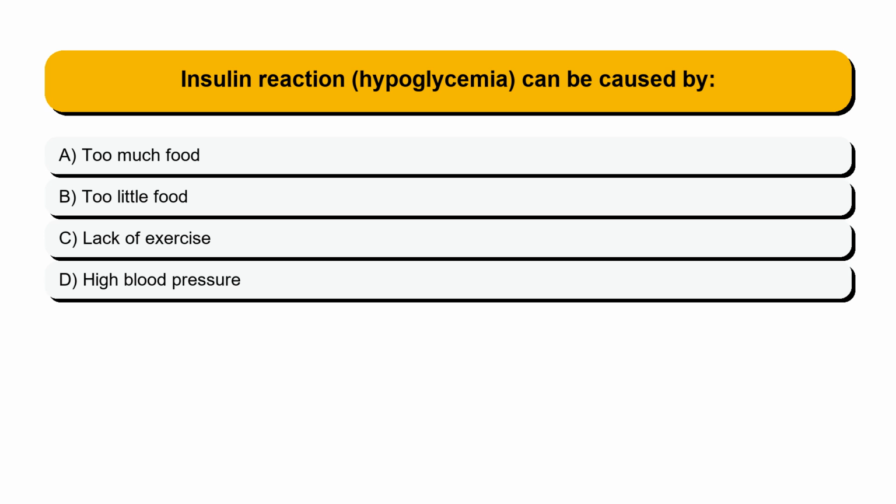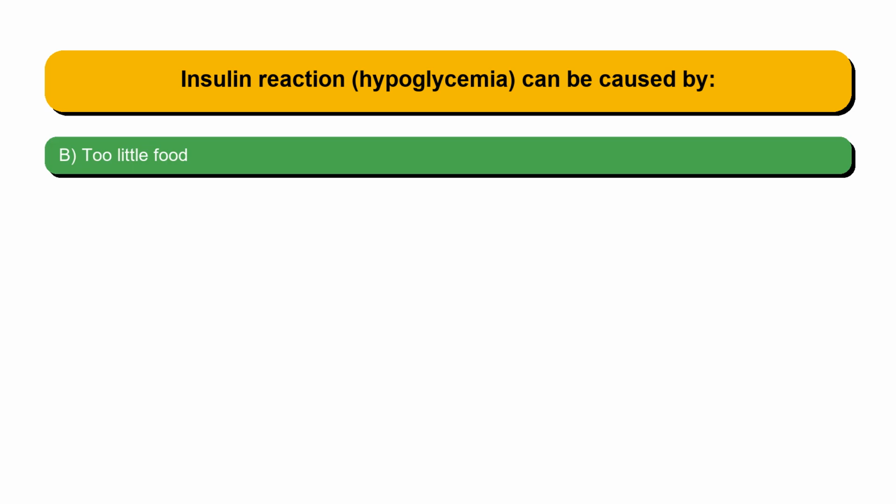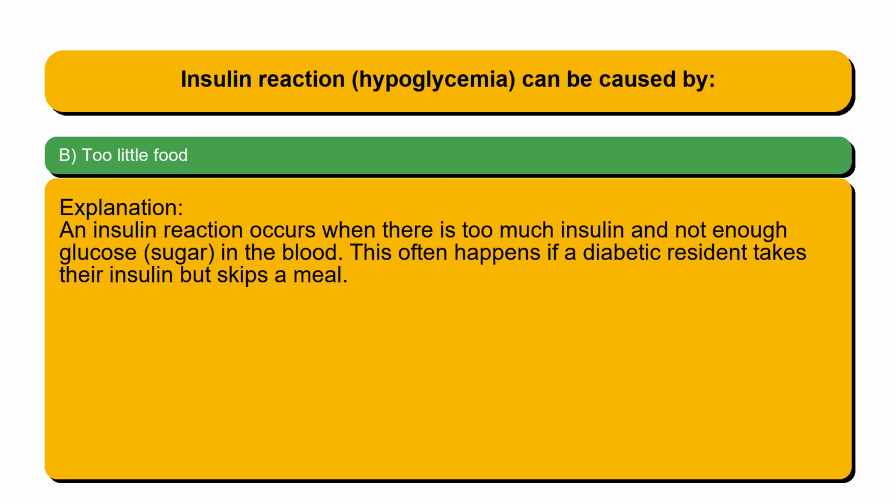Question 95. Insulin reaction, hypoglycemia, can be caused by option A, too much food. Option B, too little food. Option C, lack of exercise. Option D, high blood pressure. The correct answer is option B, too little food. An insulin reaction occurs when there is too much insulin and not enough glucose, sugar, in the blood. This often happens if a diabetic resident takes their insulin but skips a meal.